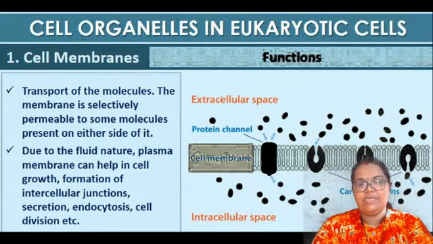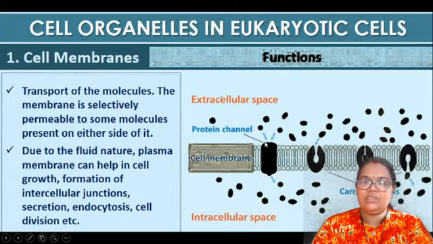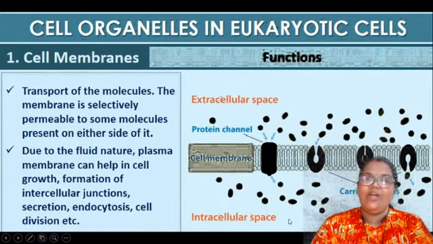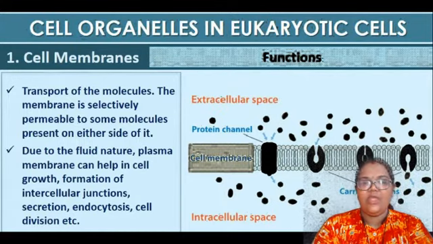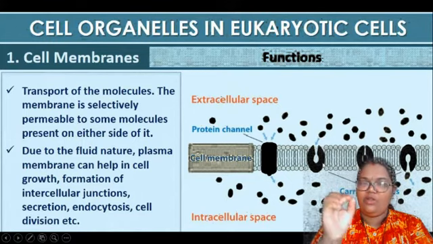You can see here there are two types of proteins present. This is a protein channel through which substances can easily move out and in. This is the extracellular space and the intracellular space. Along with that, there is another mechanism, called the carrier proteins. This is a carrier protein. Here only one side opening is there.